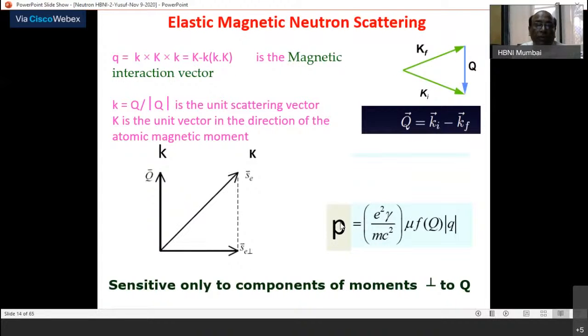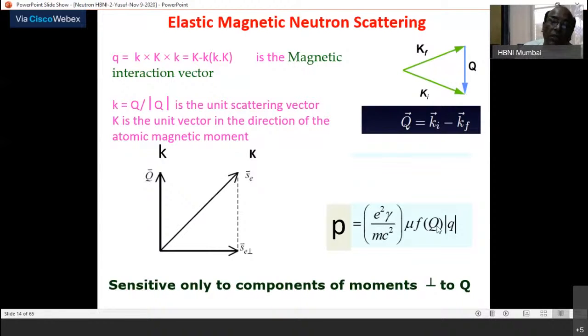So this is what I am saying, the P, which is nothing but the magnetic scattering length for neutron scattering. B was the nuclear scattering length, and this is the magnetic scattering length, and this is the expression for that. In this expression, you see mu, the total moment of the atomic or ionic moment, this vector, multiplied by f of q, which I just talked about before.